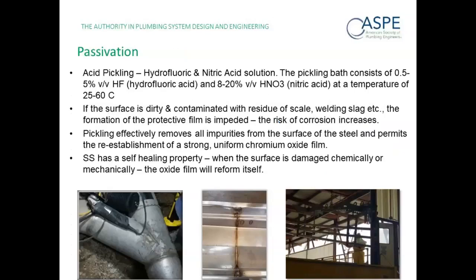Then there's the passivation process. So there's chemical passivation, which has to occur in the field, and then there's acid passivation. Acid passivation is a much better method of cleaning the welding slag and the dirt and all the contaminants and scales off of the surface of the pipe, which really helps. Once that's removed, it really helps the formation of the protective film, which is the chromium oxide. Out in the field, that is very difficult to accomplish using chemical passivation methods.